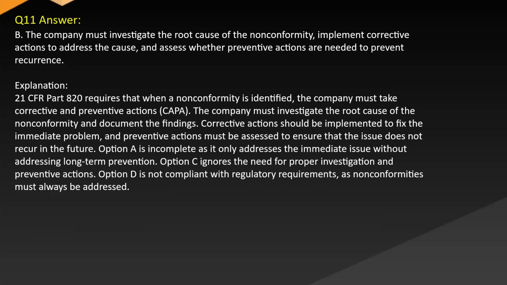Answer. B. The company must investigate the root cause of the nonconformity, implement corrective actions to address the cause, and assess whether preventive actions are needed to prevent recurrence. Explanation. 21 CFR Part 820 requires that when a nonconformity is identified, the company must take corrective and preventive actions, CAPA. The company must investigate the root cause of the nonconformity and document the findings. Corrective actions should be implemented to fix the immediate problem, and preventive actions must be assessed to ensure that the issue does not recur in the future.